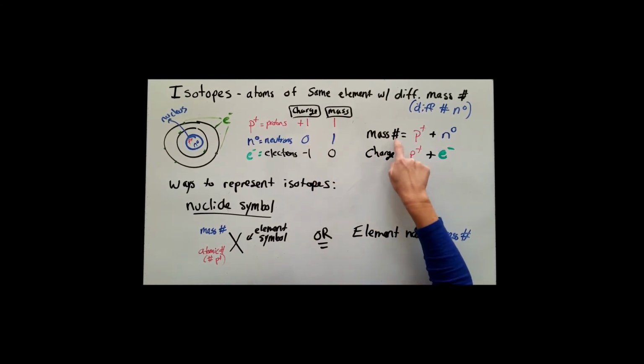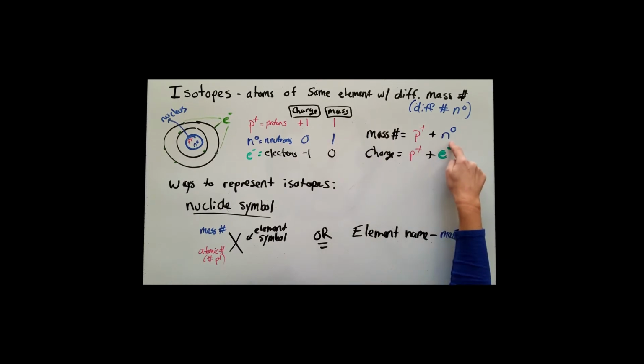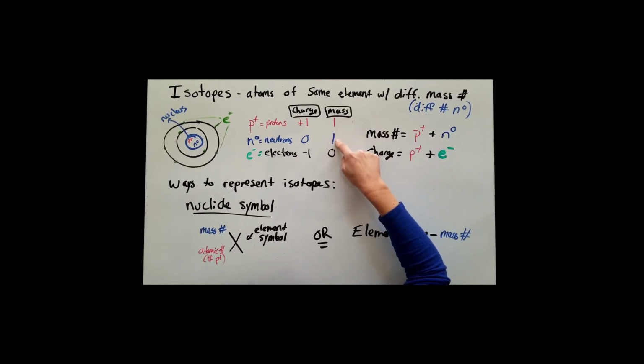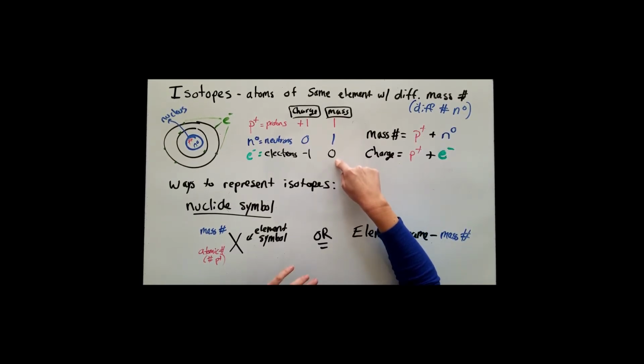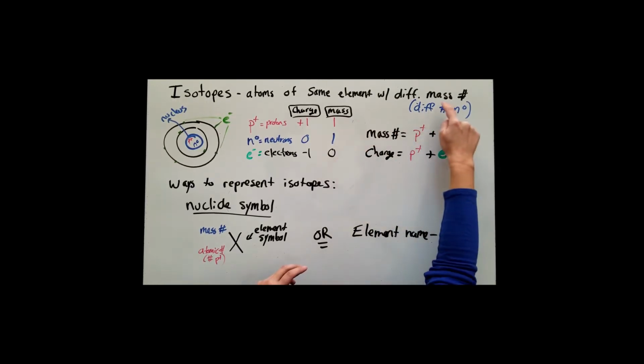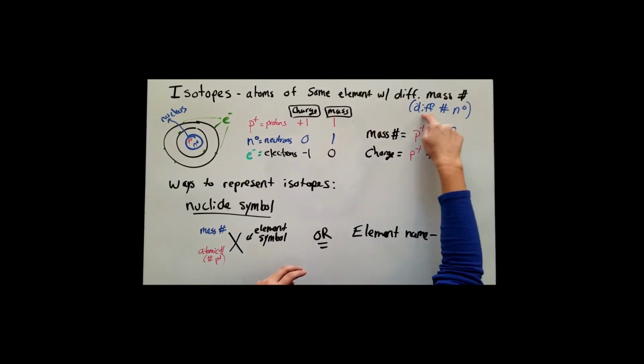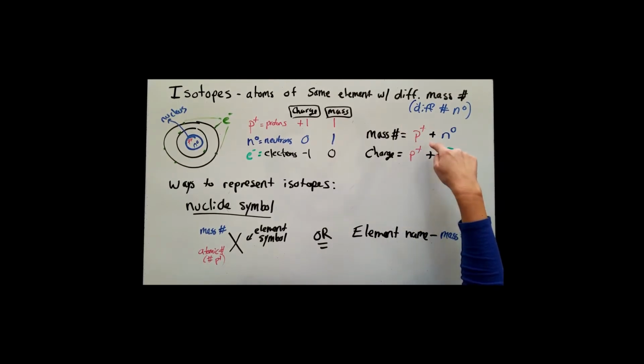For mass number, and that's what we're going to be focusing on in this video, you would take the protons, which have a mass of 1, and add it to the neutrons, which also have a mass of 1. Notice we are not taking into account the electrons, because since their mass is so small, we don't count it towards the total mass number. The reason we're focusing on mass number in this video is because isotopes by definition are atoms of the same element with different mass numbers. So we need to know how to calculate the mass number of different isotopes.